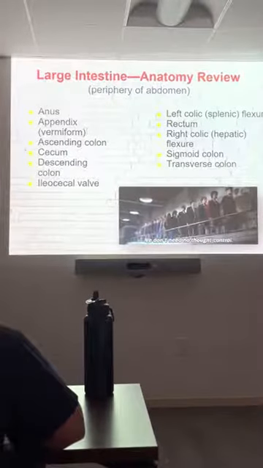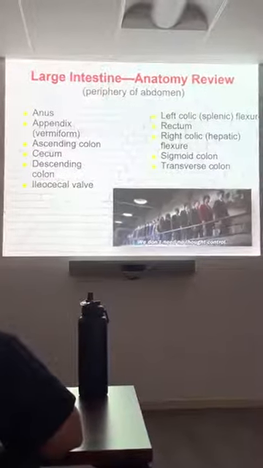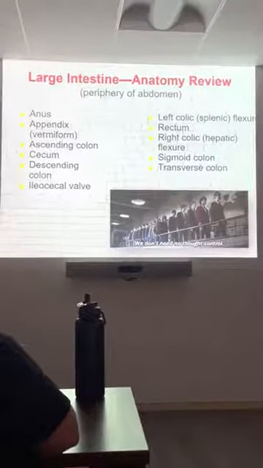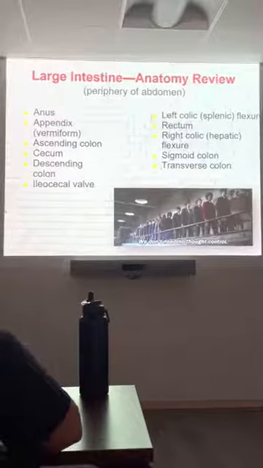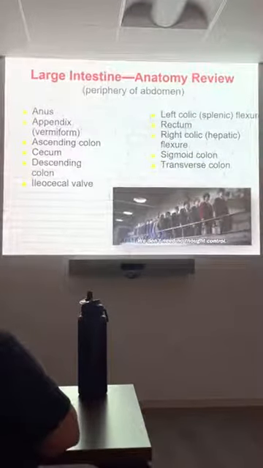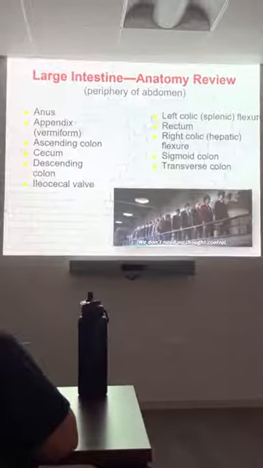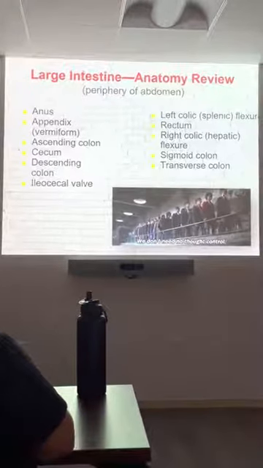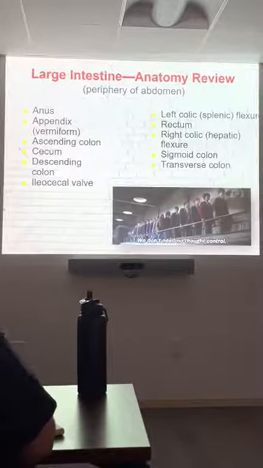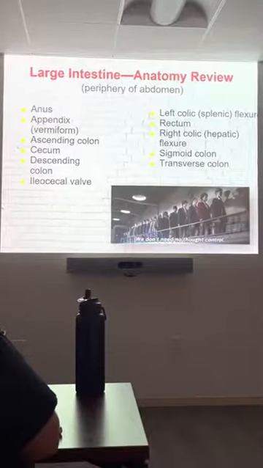Descending colon, that ileocecal valve I just told you about. You have your left colic, sometimes called the splenic flexure. The rectum, the right colic, sometimes called the hepatic flexure, and your sigmoid and your transverse colon. Now, a lot of these are named according to the direction the food moves, and I'm going to show you on a diagram what we're talking about here. It's not as difficult as it looks. But this is going to be the largest portion of anatomy for this chapter right here. The main things we got to memorize.